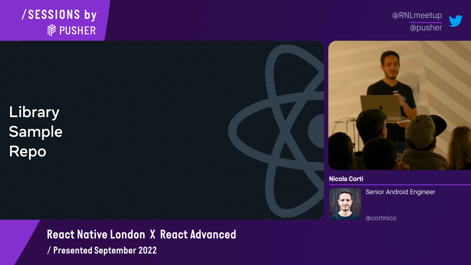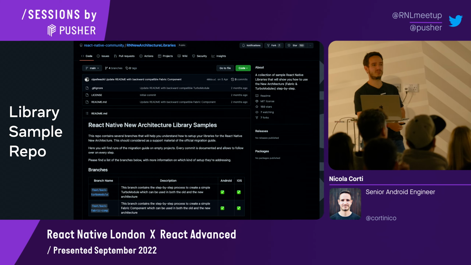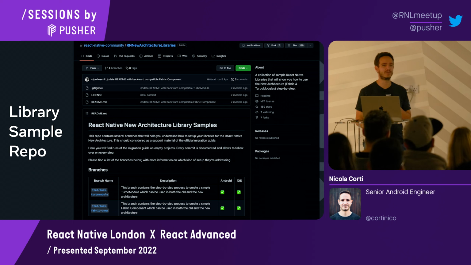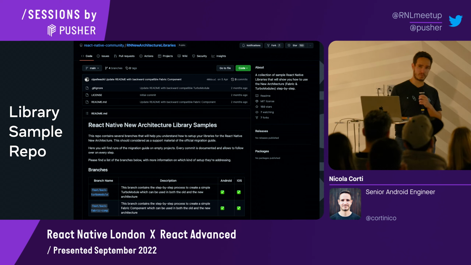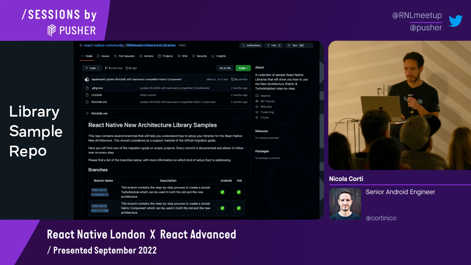And similarly, we do have a library sample repo, which explains how to create a library. Specifically here, the focus is also to create a native module and a native component, which are backward compatible. Like you want to create something that works both in the old architecture and the new one, as you want to offer your library to all the users of React Native.